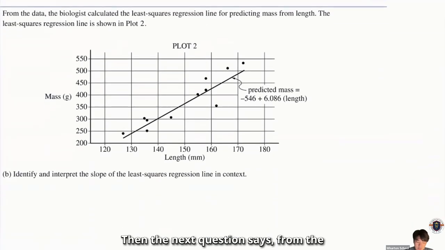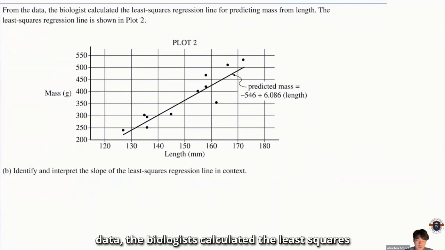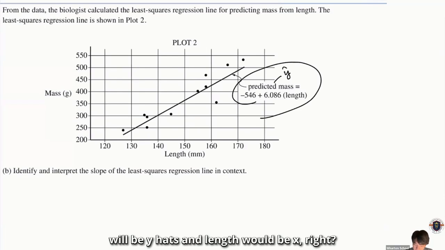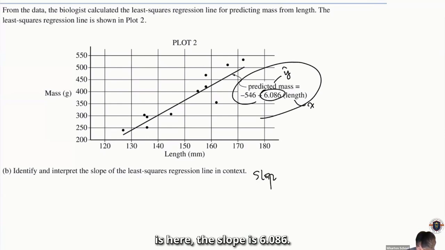Then the next question says, from the data, the biologist calculated the least squares regression line for predicting mass from length. The least squares regression line is shown like this. So we're given this linear equation where predicted mass would be y hat and length would be x. As you notice, the slope is here.